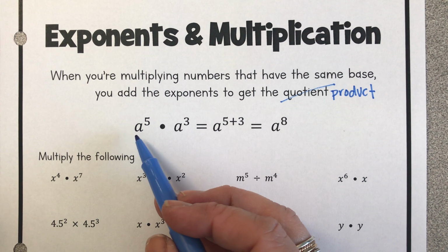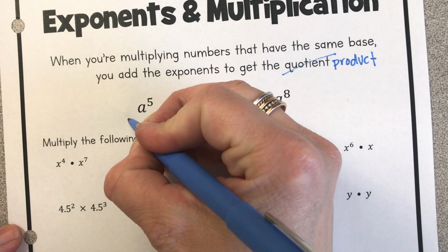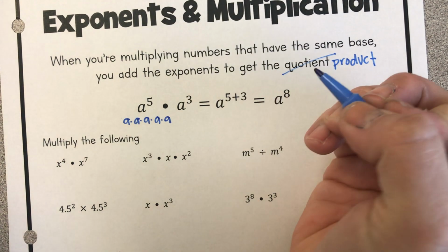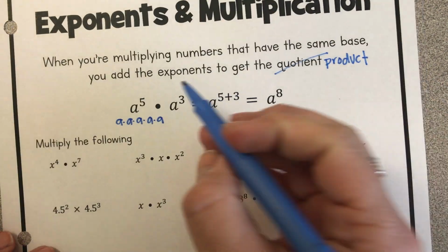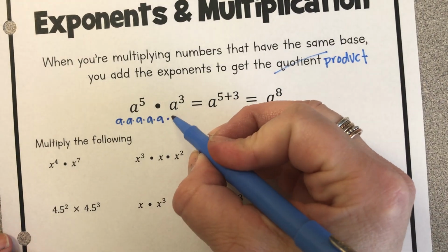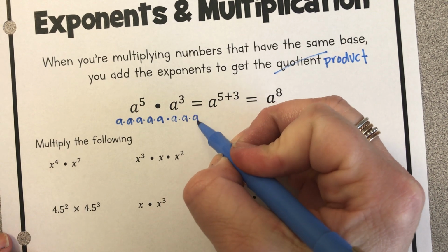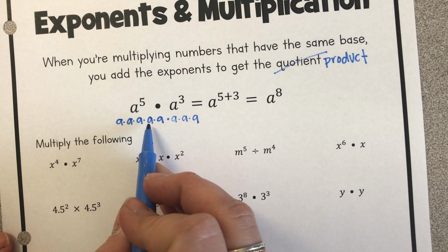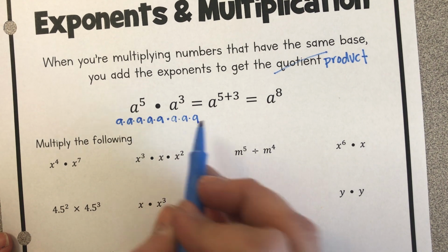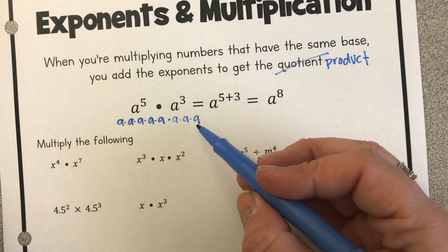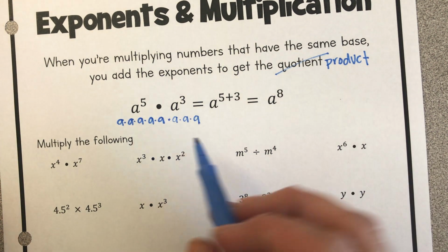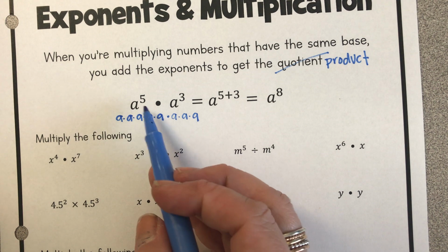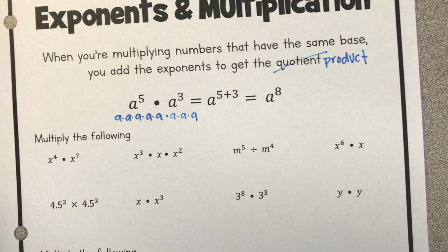If I said I have a to the 5th power, that means a times a times a times a times a, 5 times. And now we're multiplying it by a to the 3rd, which is a times a times a. What do I have down here? I have 1, 2, 3, 4, 5, 6, 7, 8 letter A's, even though that one looks like the number 9. It's an A. So I have a to the 8th power. All I did was add together 5 and 3 to get 8.